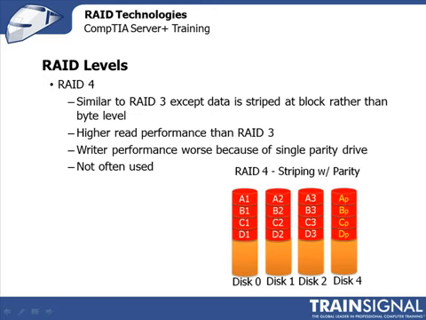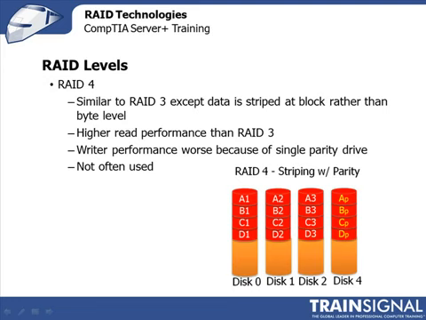RAID 4 is very similar to RAID 3, and there are really only two differences. With RAID 4, data is striped at the block level rather than the byte level. And you'll also notice a slightly higher read performance, while write performance might be worse, again because of the single parity drive. And again, in terms of Server Plus certification and real-world application, you're not likely to see RAID Level 4 in use.